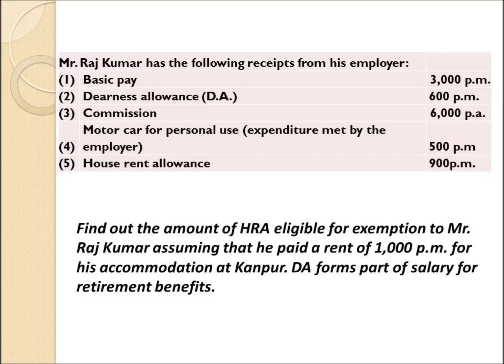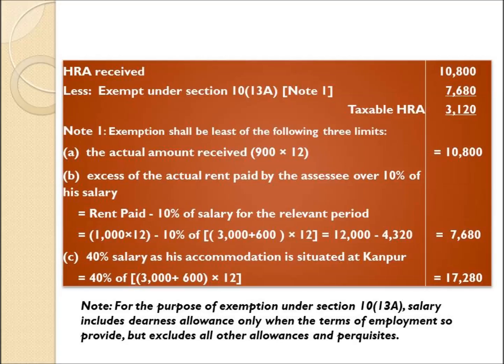The total HRA received by Mr. Rajkumar is 10,800, that is 900 per month into 12 months, which comes to 10,800. Less exemption under section 10(13A) 7680. So now we'll see how this 7680 is calculated in note 1. Note 1. Exemption shall be least of the following three limits. The following three amounts given, the least of which will be exempted. Let us see the three amounts one by one.